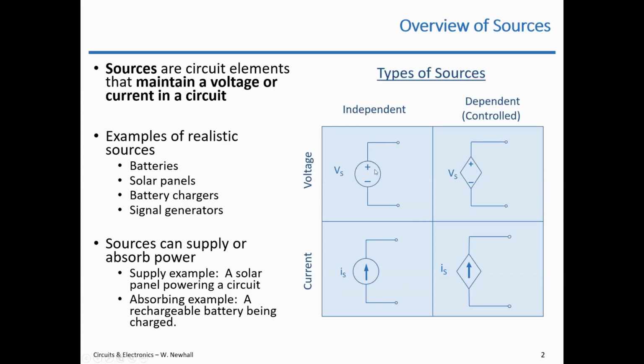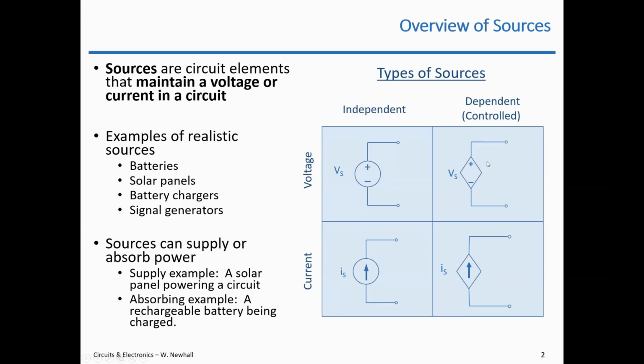So if you see a polarity marking, plus minus, that's a voltage source. If you see an arrow with a reference direction, that's a current source. So this is an independent voltage source. This is an independent current source.